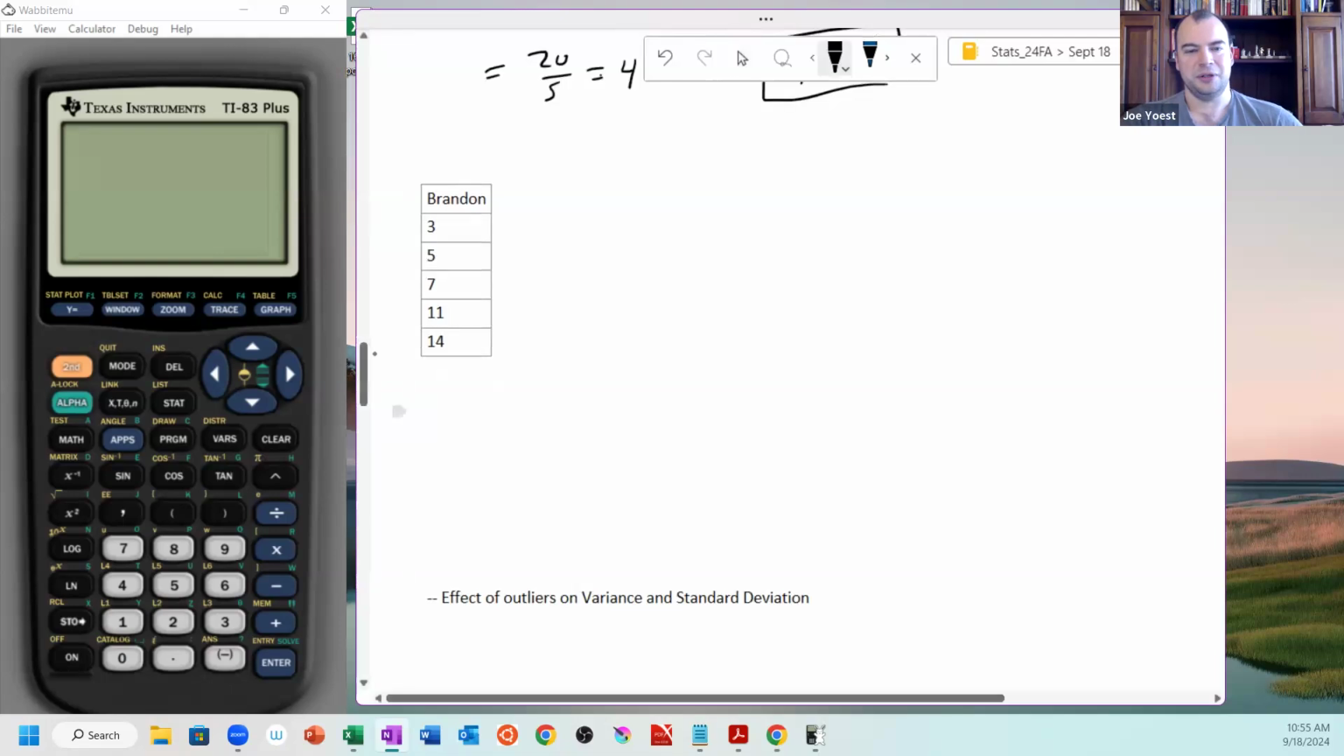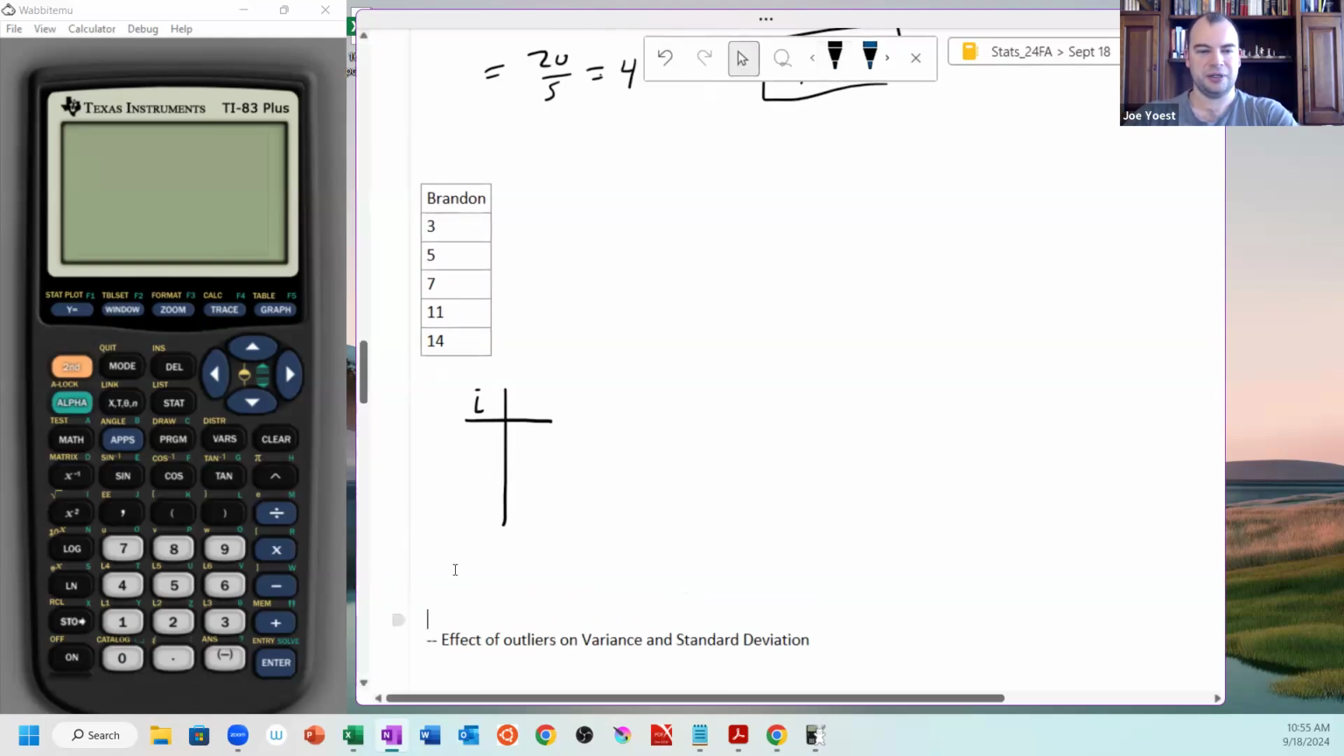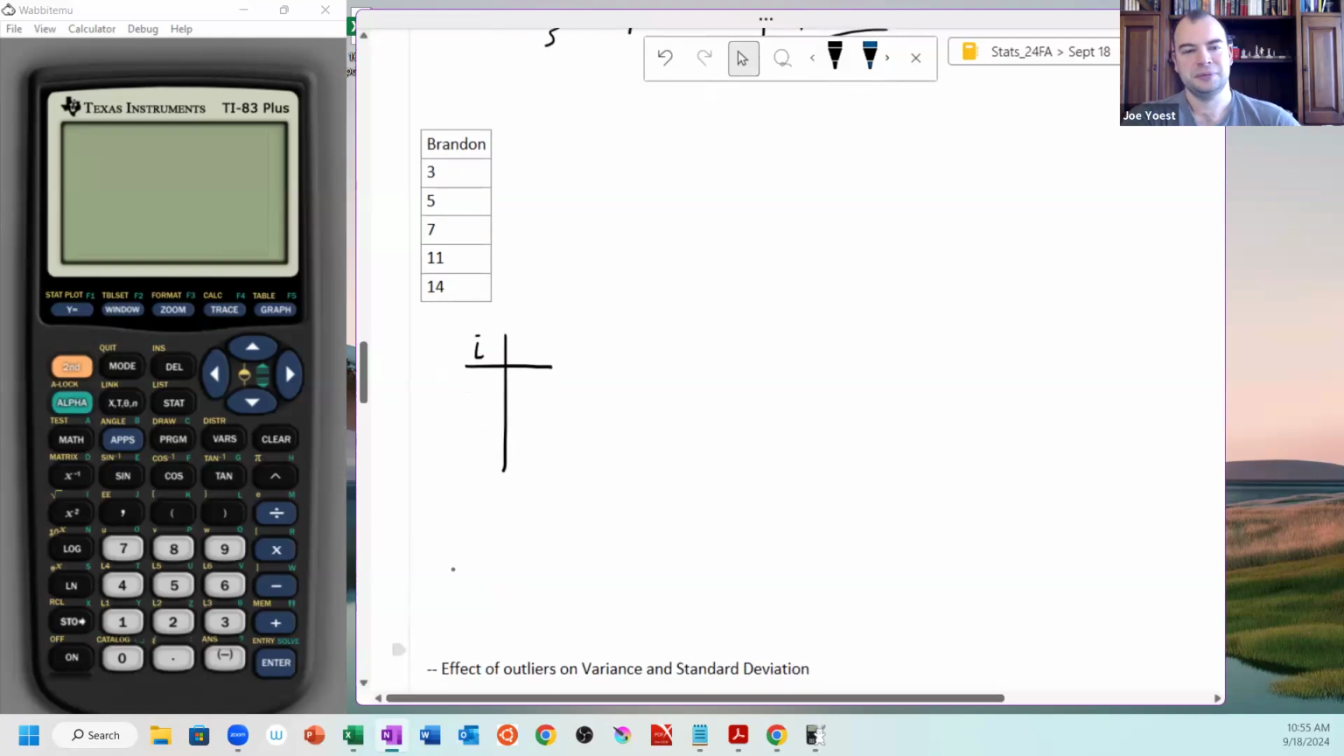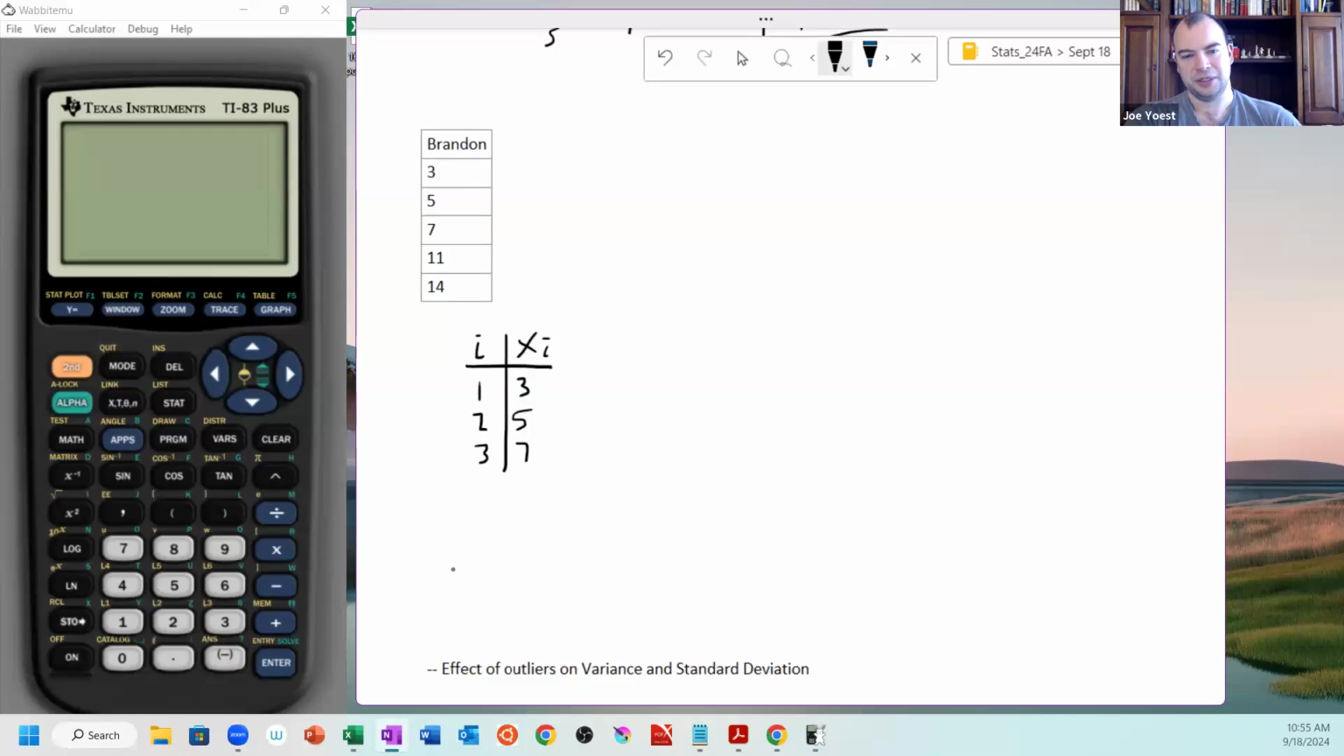Well, one thing I might want to do is start, like I did in chapter 2, by organizing my data into a chart. So I'm going to start by writing a column for i and a column for xi. i is just going to be my index column. So x1 is 3, x2 is 5, x3 is 7, x4 is 11, and x5 is 14.